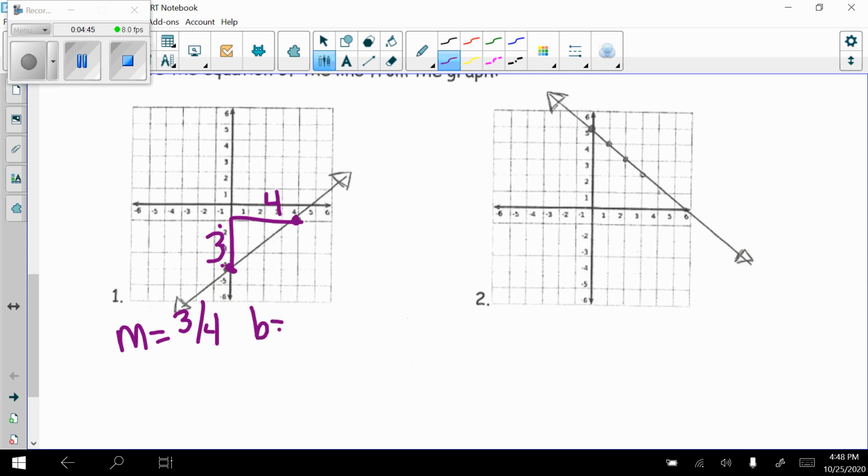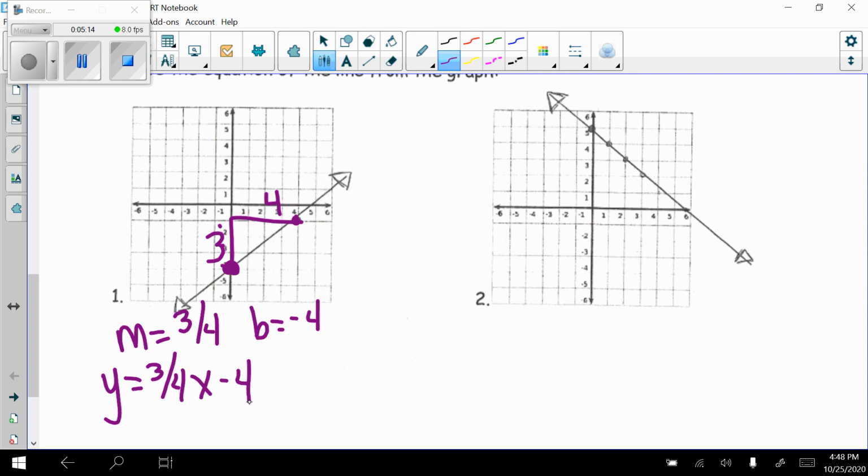Now identify the y-intercept. The y-intercept is this point right here. Where is it crossing the y-axis? That's -4. Now that we have identified those from the graph, it's just like the problems we were doing where they gave us those. Plug those into our equation. So y = 3/4 x - 4. That's the equation of the graph that they gave to me.